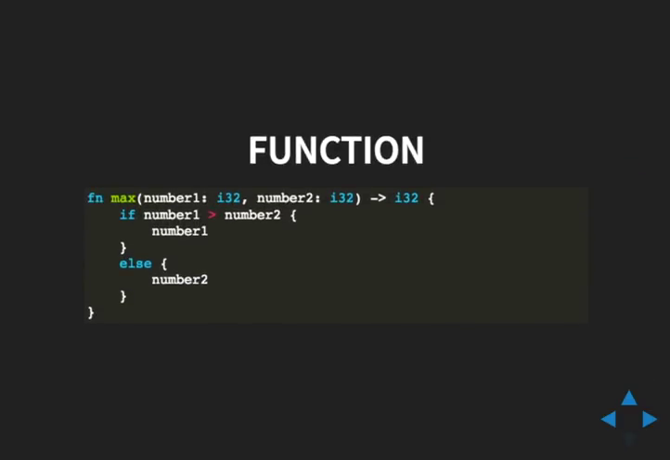So let's see how we declare a function with parameters. We have the parameters inside the parentheses, and it's the identifier, colon, and the type, all of that separated by commas. And the return type is specified after the arrow. So here it's a simple function that returns the maximum of two numbers.